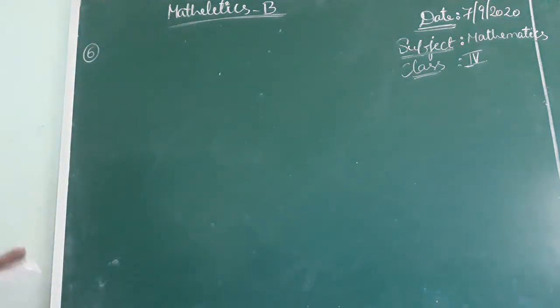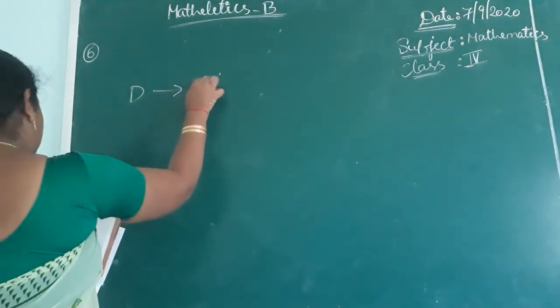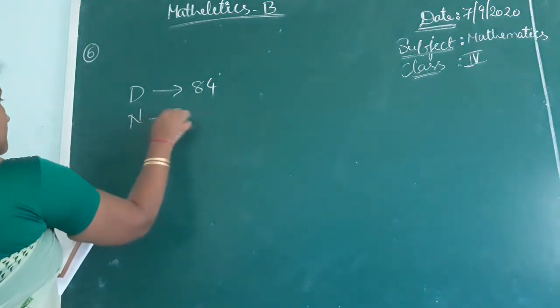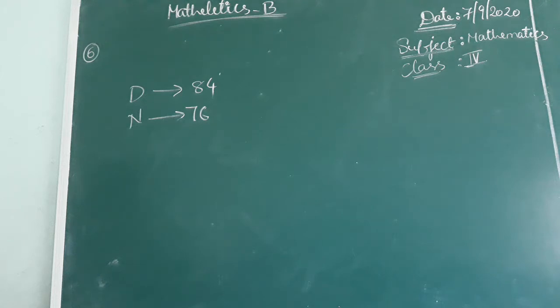Sixth question. Deepu got 84 marks and Neena got 76 marks. Deepu, how many marks did she get? 84. Neena got 76 marks. Deepu 84, Neena 76. The teacher rounded off the marks to the nearest 10. Did you think it was fair for the teacher to do this?